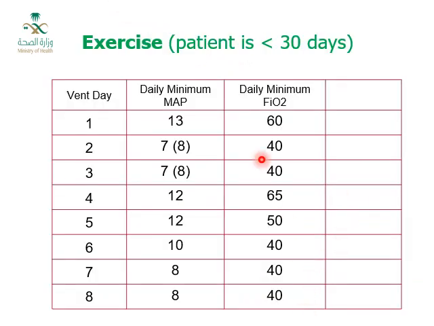This is an example of how to identify pediatric VAE. We have this patient less than 30 days old, and remember that for the daily minimum MAP for patients less than 30 days, values ranging from 0 to 8 are equal to 8. If you look here, any value less than 8 will be put as 8. On day 4, we have an increase of 4 centimeters H2O in the MAP. After the period of stability, we have 2 days of worsening oxygenation by 4 centimeters. So the pediatric VAE is met on day 4.